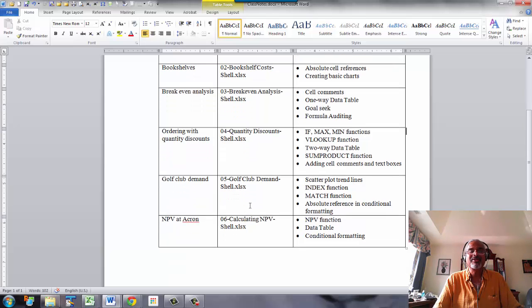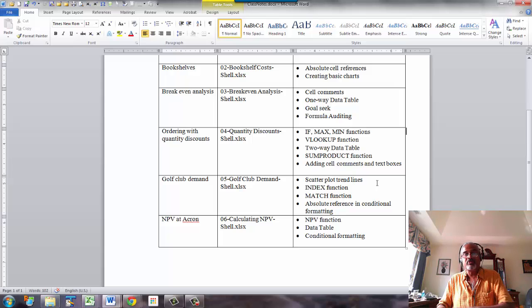And the next one is golf club demand, and this was probably the most difficult model of all the models that we discussed in chapter 2. And we did scatter plots and trend lines. Then the two important functions, INDEX and MATCH, to be able to find the corresponding price for a maximum profit. And we did absolute references in conditional formatting, how to use absolute referencing in conditional formatting.